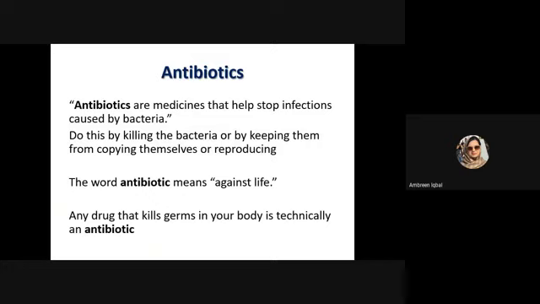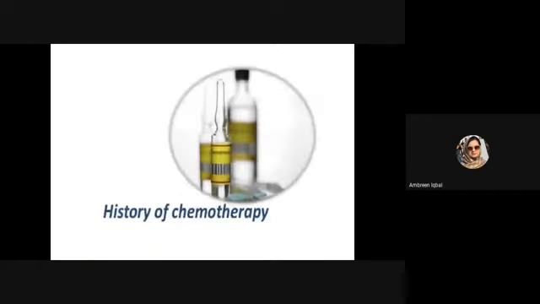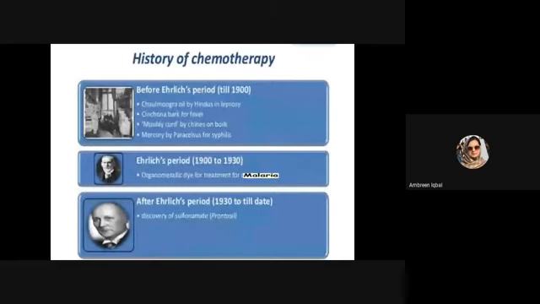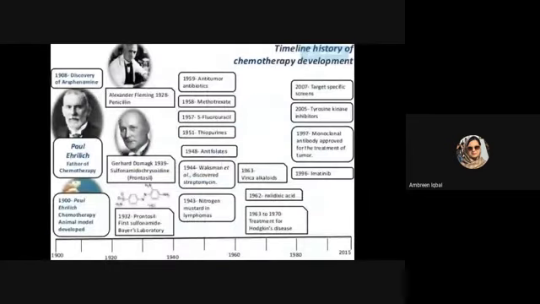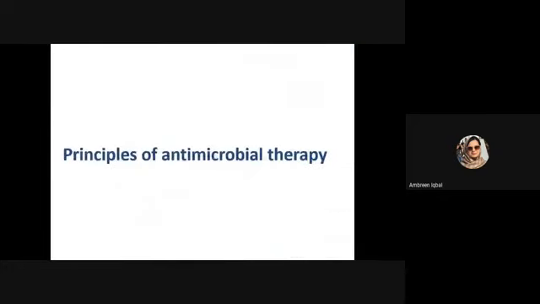So the word antibiotic means against life, bio meaning life. So a drug that kills germs in your body is technically an antibiotic. There is a long history of these chemotherapeutic agents, from the 1900s to 1930. A number of scientists have worked on antibiotic agents, and they developed a history of this chemotherapeutic development. So I will discuss them individually in certain classes of antibiotics.